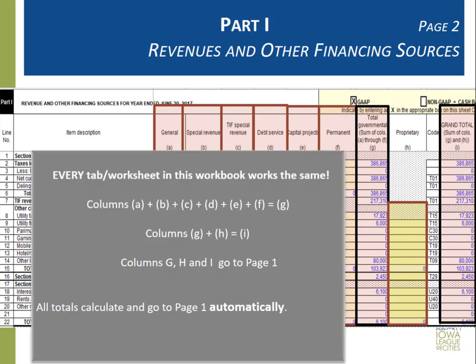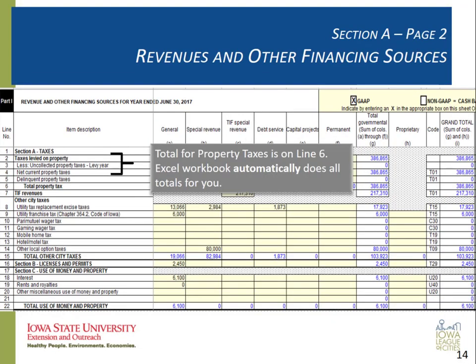Every tab and worksheet in this workbook works the same. Columns A, B, C, D, E, and F all sum to column G, and then columns G and H are added into column I, and those report directly to your front page, your summary page, page 1. So let's talk about the individual breakdowns of these revenues.